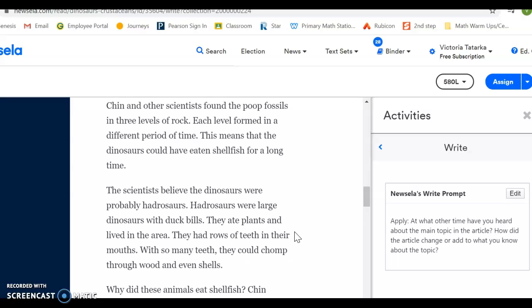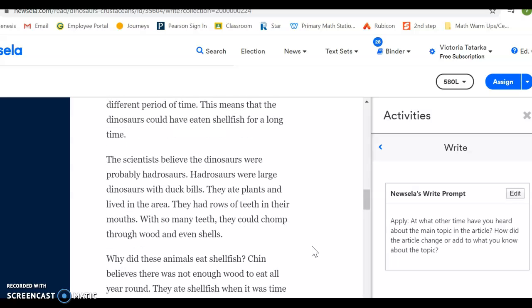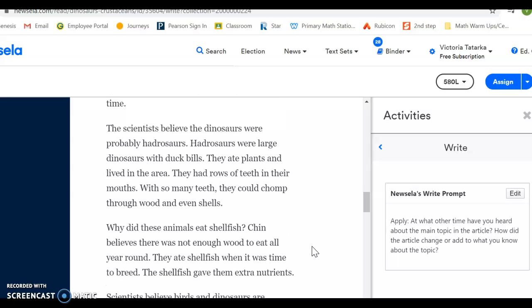The scientists believe that dinosaurs were probably hadrosaurs. Hadrosaurs were large dinosaurs with duck bills. They ate plants and lived in the area. They had rows of teeth in their mouths, with so many teeth that they could chomp through wood and even shells. Why did these animals eat shellfish?